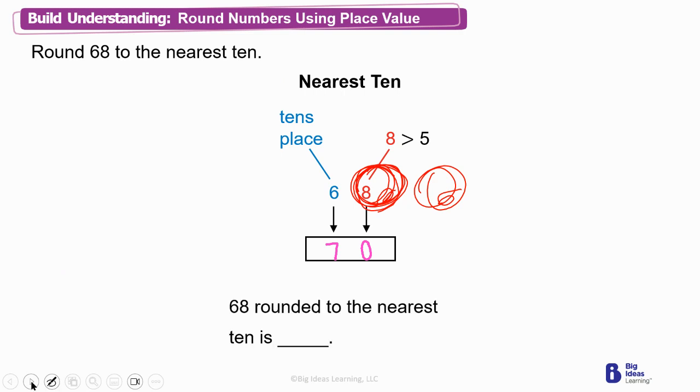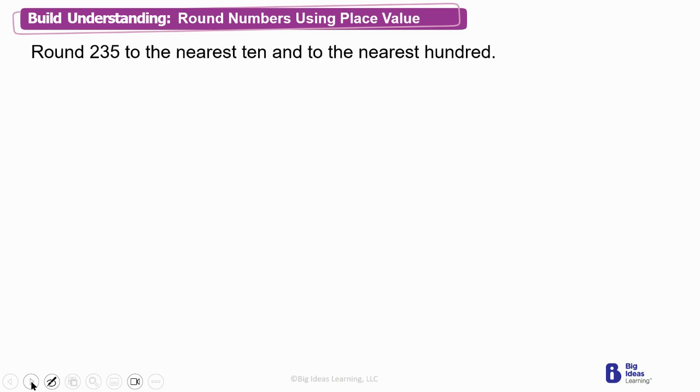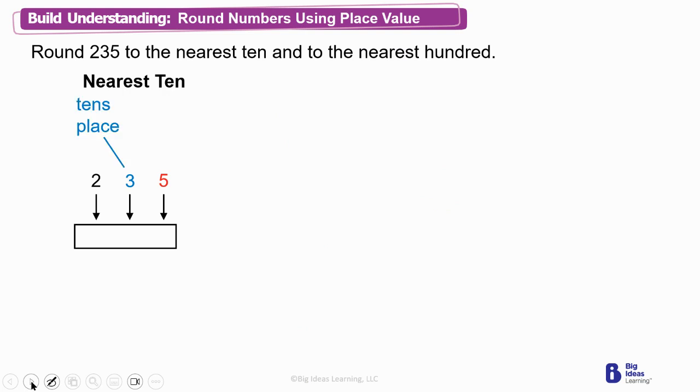All right, so 68 rounded to the nearest 10 is going to be 70. Round 235 to the nearest 10 and to the nearest 100. Well, if I'm rounding 235 to the nearest 10, I don't have to do anything to the 2 because that's in the hundreds place. So what I'm going to look at is the number that's in the tens place. The tens place is a 3.